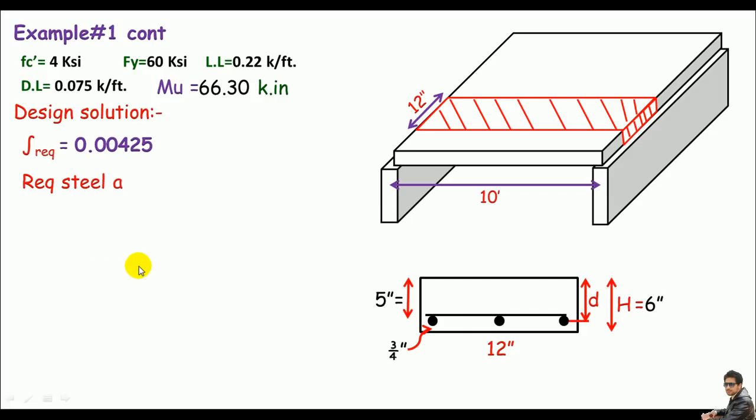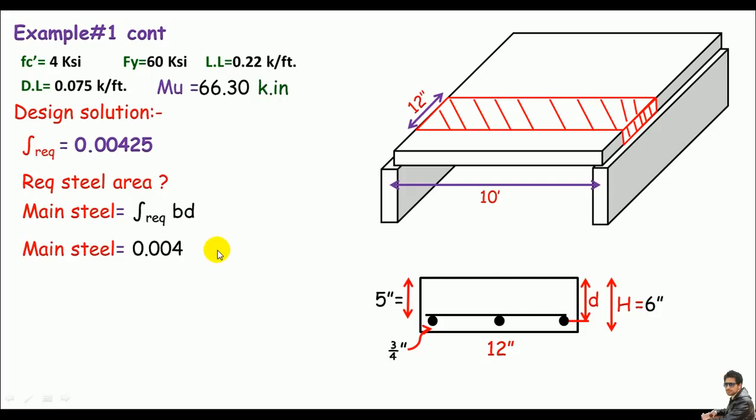Now of course I can calculate the required steel area. For the main steel we have rho times b d. Plugging in, we get 0.0042 times the breadth, which is 12, and the depth, which is 5. So we get 0.255 square inches as the main steel area. And for the temperature or shrinkage reinforcement, we have a nice plug-in.